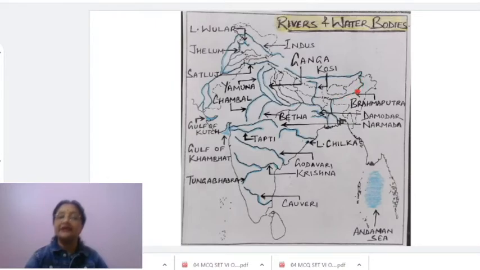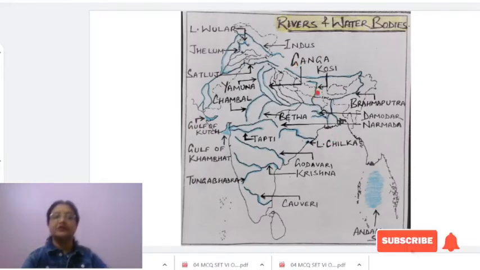Now one thing again I am repeating, which I have said in the case of Indus earlier. Whenever you have to label Brahmaputra, you should be very, very careful that the arrow is marked within the portion of India. Whatever portion of Brahmaputra is passing through India, within that you have to mark this arrow. So after crossing Bangladesh, it joins the Bay of Bengal. Clear? So this is about the Brahmaputra and Kosi river.